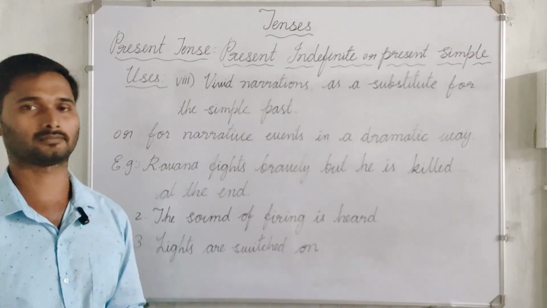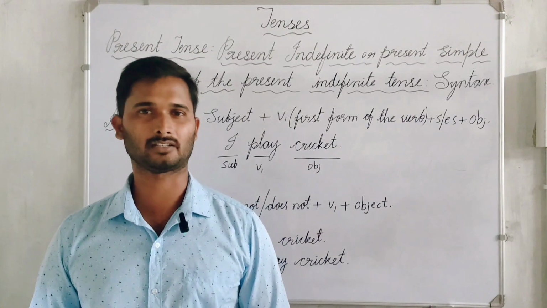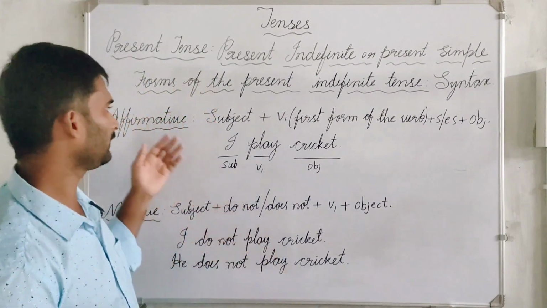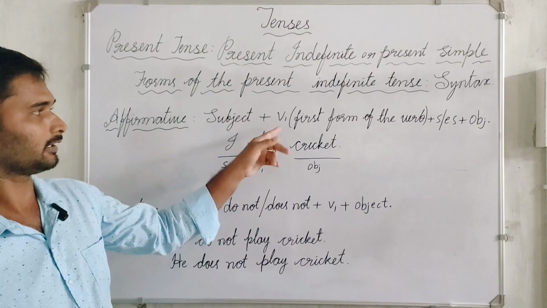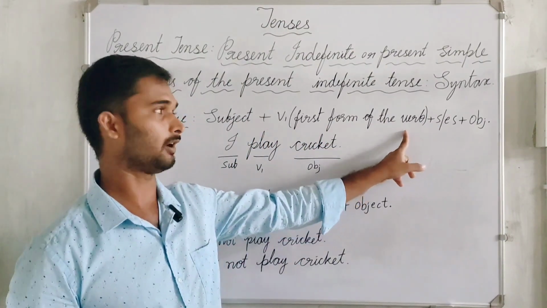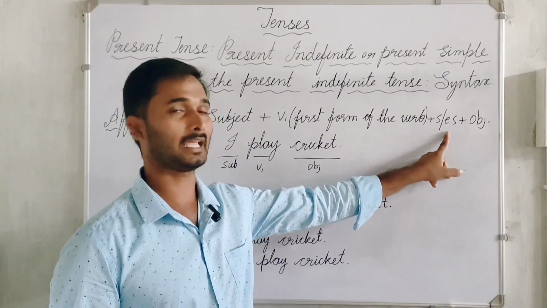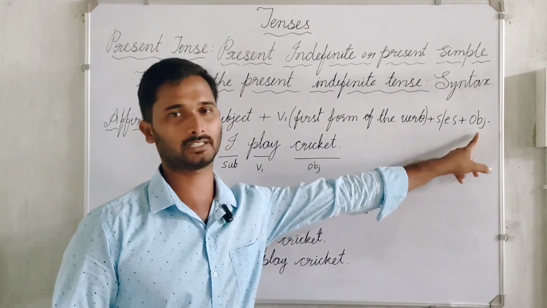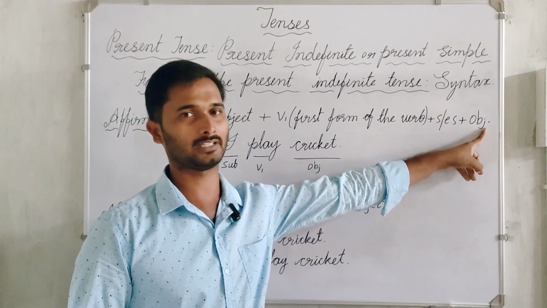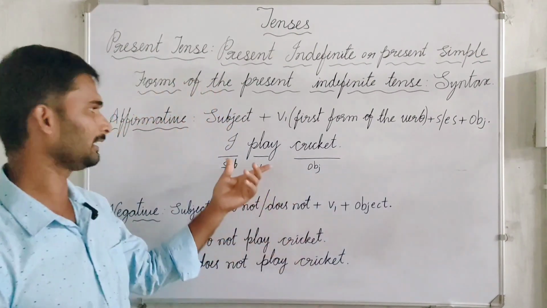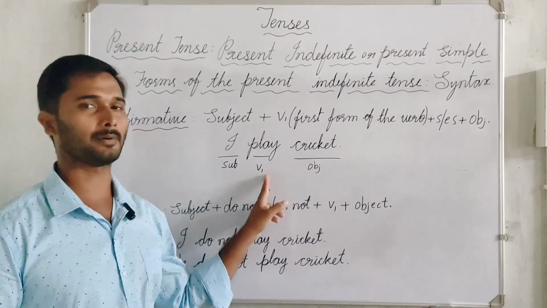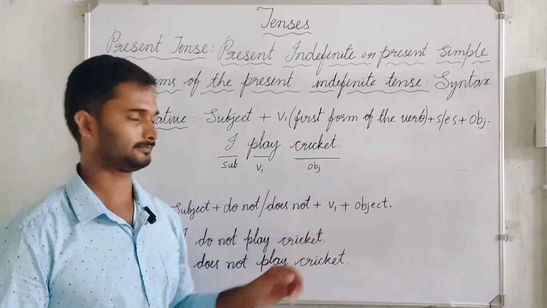Lights are switched on. Let us see the present indefinite or simple present forms, or we also call it the syntax. Affirmative form: subject plus V1, the first form of the verb, meaning the present form. S or ES is added only for singular subjects, then the object. At the end of this, a full stop is added. One example: I play cricket. Subject, first form of the verb, object.